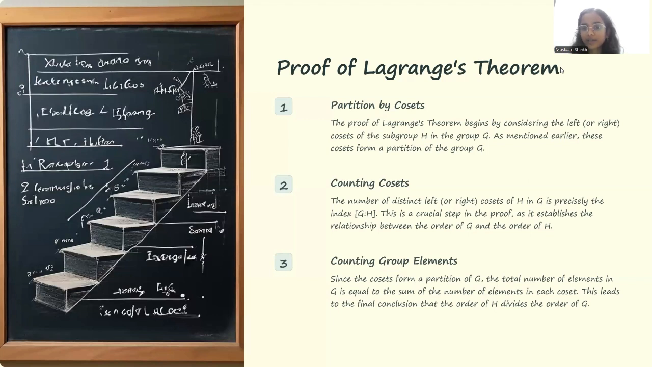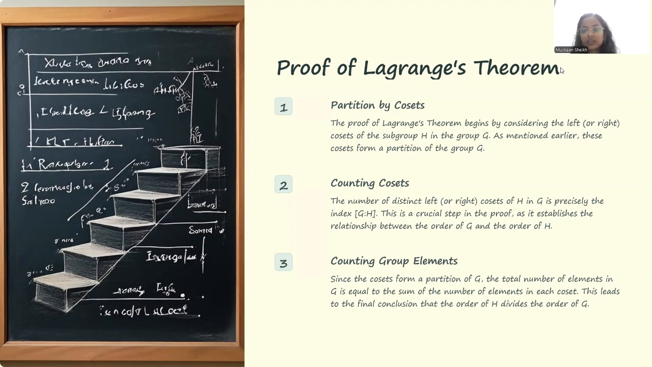Proof of Lagrange's theorem. Partition by cosets. The proof of Lagrange's theorem begins by considering the left or right coset of a subgroup H in the group G. As mentioned earlier, these cosets form a partition of the group G. Counting cosets: the number of distinct left or right cosets of H in G is precisely the index of H in G.